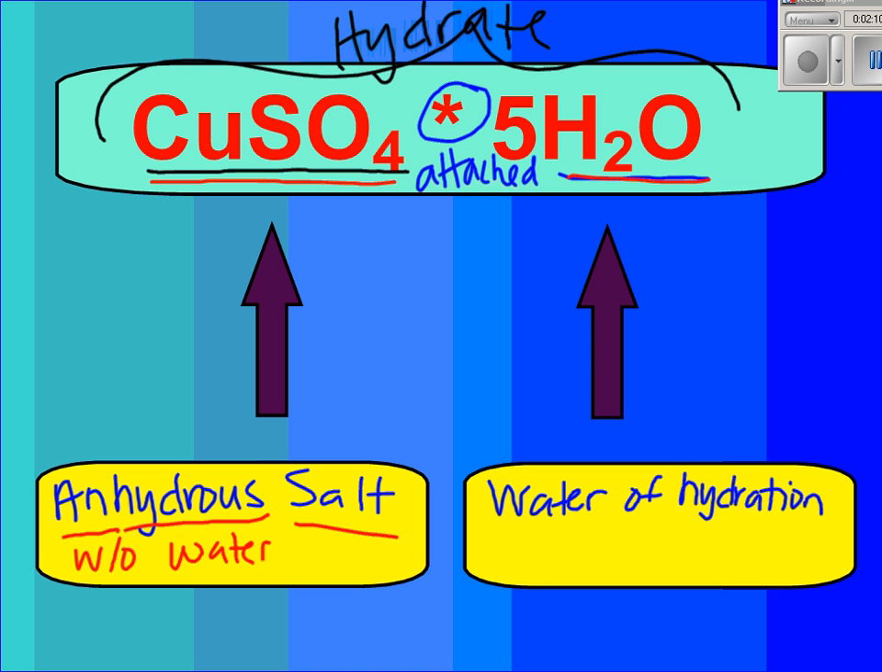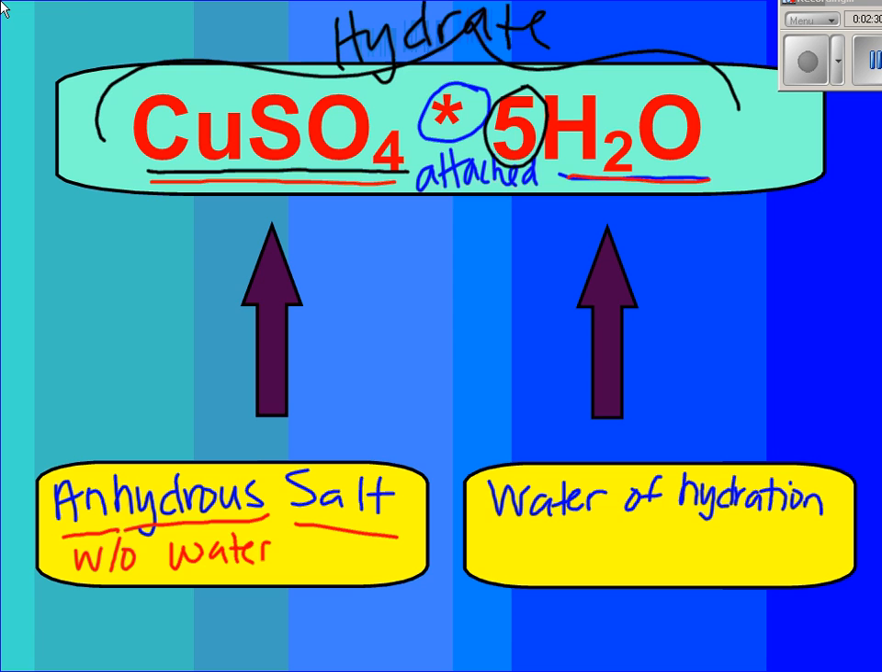All right, so we've learned that a hydrate is an ionic compound with a certain number of water molecules attached to it. In this example, there are 5 specific water molecules. Sometimes there might be 4, or 3, or 6, or 9. The number can change depending on how many water molecules are attached.